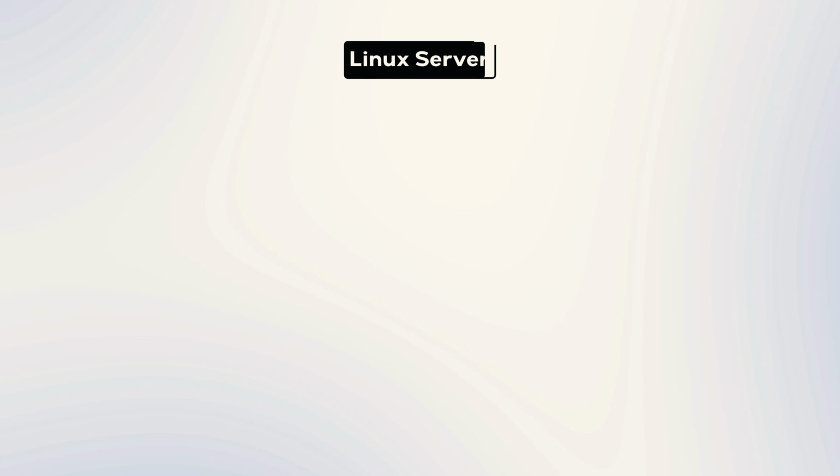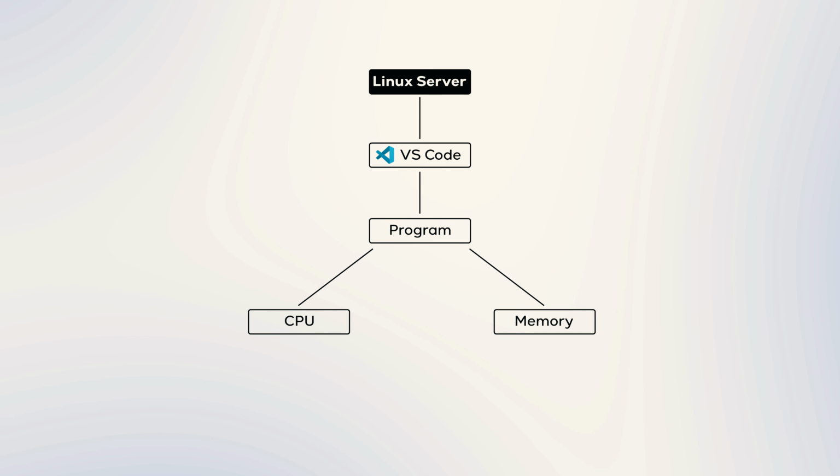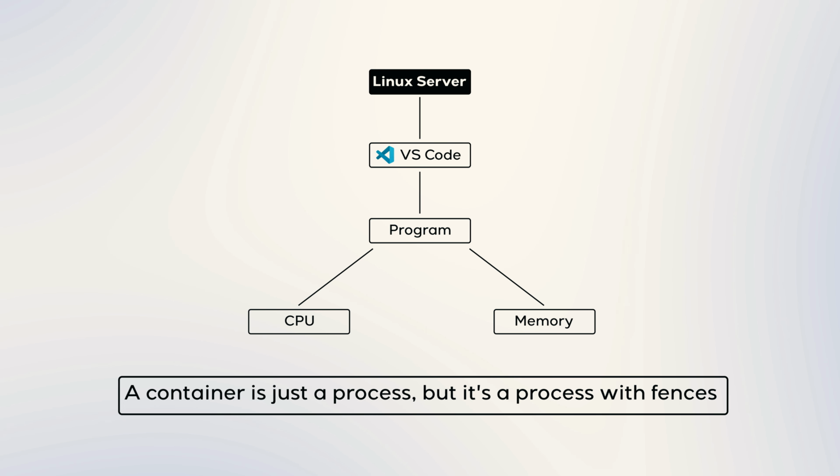Let's say you're on a Linux server and you launch something like VS Code. That action starts a process, a program that gets loaded into memory and is being executed by the CPU. At its core, a container is just a process, but it's a process with fences. Basically, rules enforced by the Linux kernel that isolate it from the rest of the system. So what makes a container different from just any other process? Well, let's go ahead and talk about them.